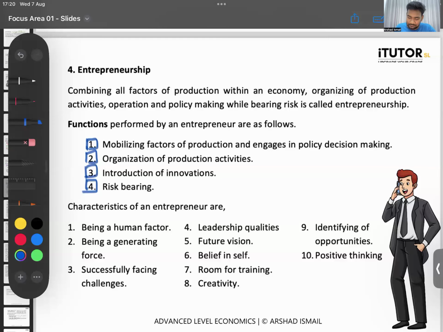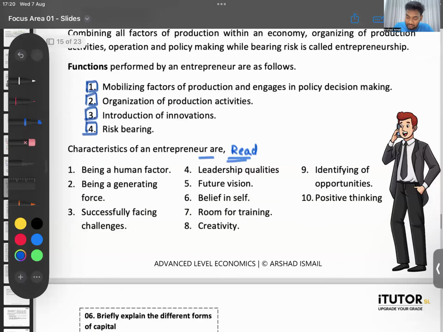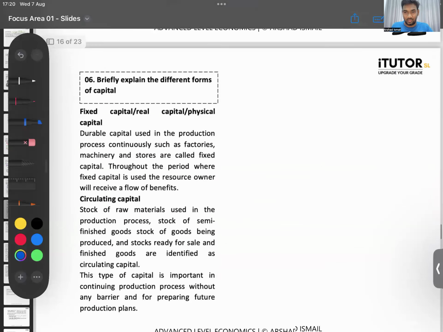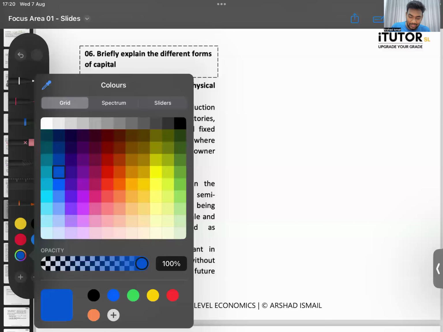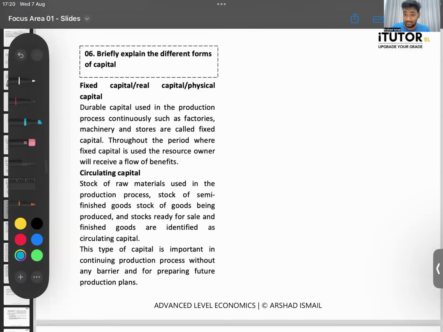Then characteristics of entrepreneurs, you can read these. I'm not going to go through them. These are very basic stuff. Then the types of capital. This also I am not going to go into detail because they are not very important, but we'll quickly go through. So if you take the types of capital, there is fixed capital, real capital, physical capital.